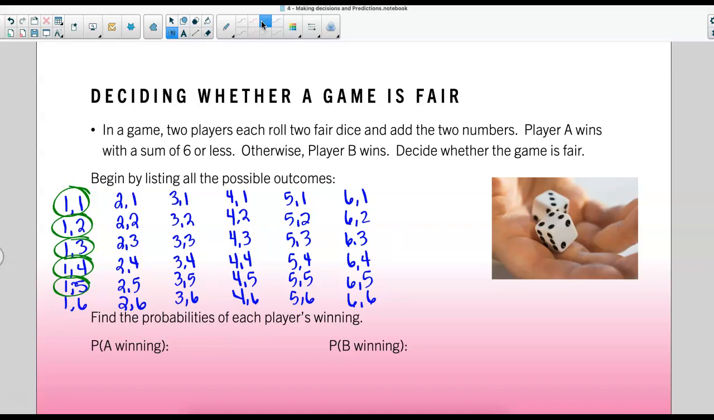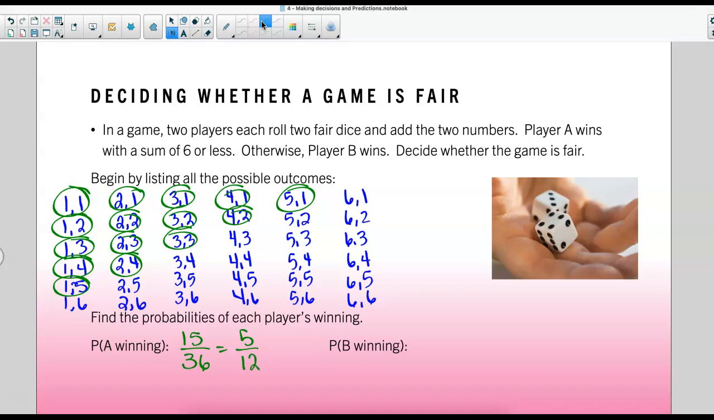Would player A win on 1 plus 6? No. Okay, player A would win here. They wouldn't win there. 2 plus 5 is 7. Player A would win there. Player A wins just on those 2. Player A wins there. Doesn't win anything there. So the probability of player A winning is 1, 2, 3, 4, 5, 6, 7, 8, 9, 10, 11, 12, 13, 14, 15 out of 36 tries. We can simplify, divide by 3, 5 out of 12.